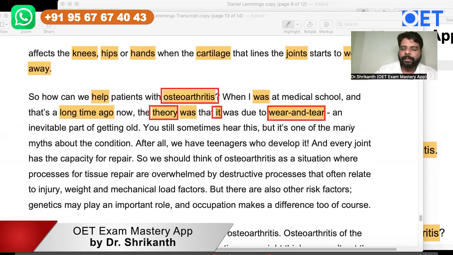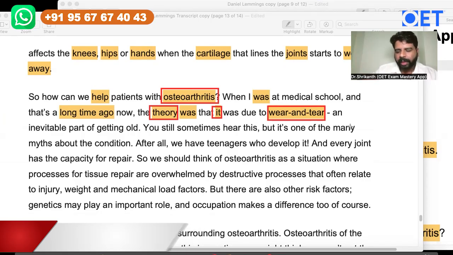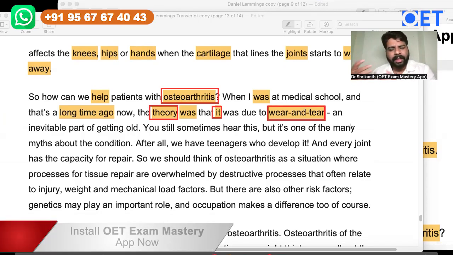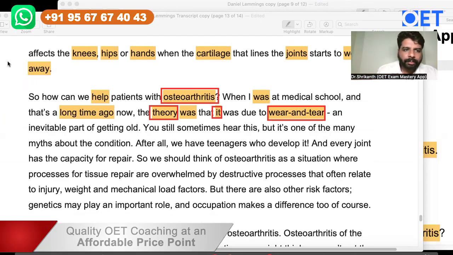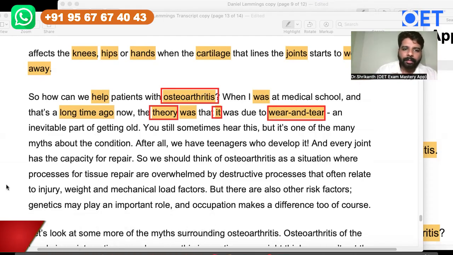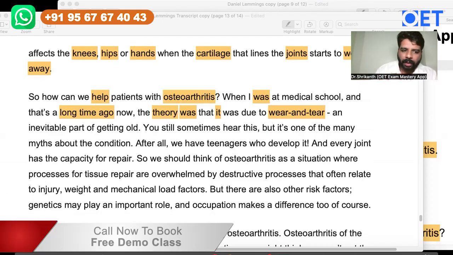For example, if you wear the same jeans 365 days a year, how are the jeans going to look? You keep on wearing them, they will keep fading, the color will go, right? They will tear here and there. So that is what we mean by wear and tear. Wear and tear means the more you use. This is what we call a phrase. So it was due to wear and tear, that is, the more we use the joints, osteoarthritis comes. That's the meaning of wear and tear.